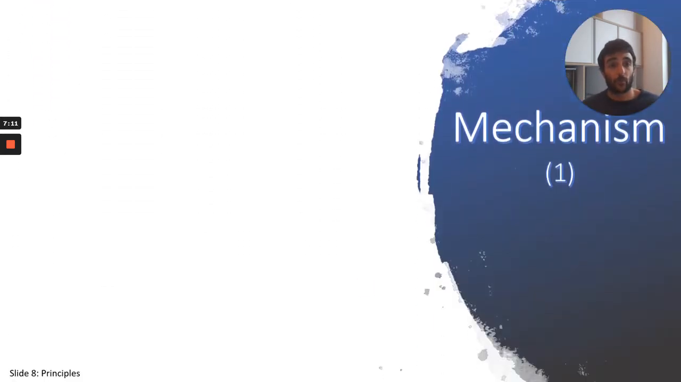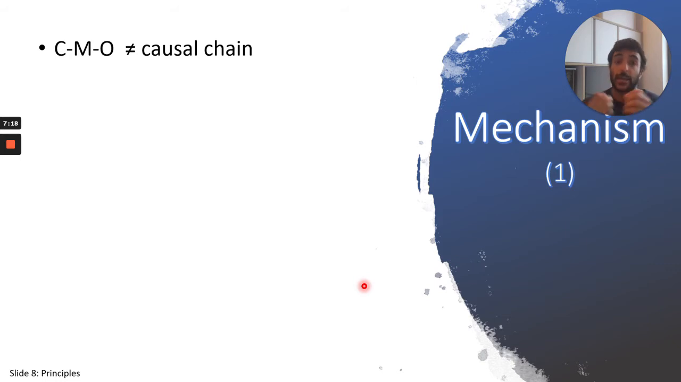Now, it's also important, of course, to understand how we see a mechanism. Firstly, we don't see it as a causal chain, the CMO configuration, right? It's also clear, of course, central to the rescue approach, to every realist approach. CMO is not a causal chain. So it's not that the C triggers the M, which leads to O, because that would mean that we make two causal claims. C causes M, and M causes O. Right? So those are two claims.